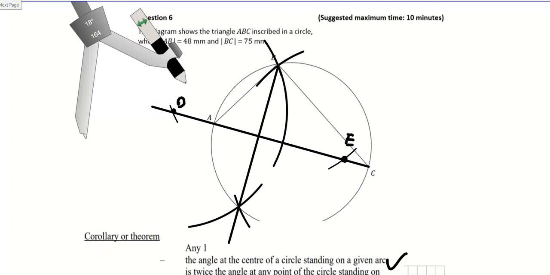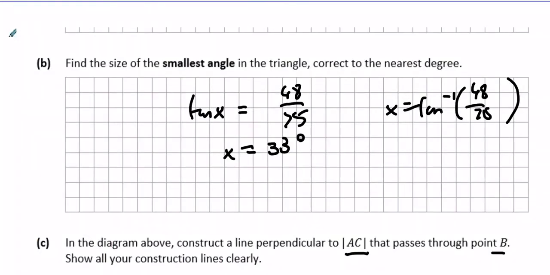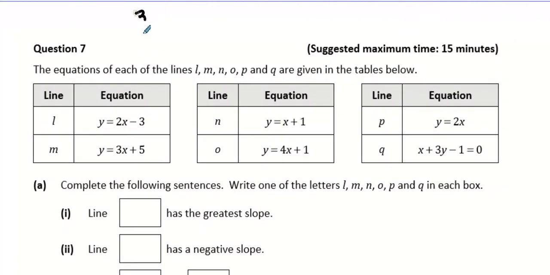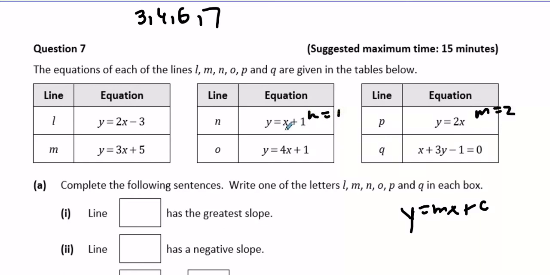So that's 3, 4, 6. Okay, that's done. 3, 4, 6. Now we're on to 7. Which line has the greatest slope? Well, we're going to use y equals mx plus c. The greatest slope would be the largest positive number. So this one has a slope of 2, this has a slope of 1, this has a slope of 4, this has a slope of 3, and this has a slope of 2.